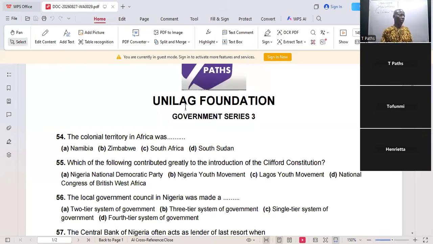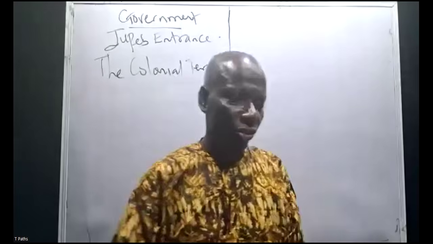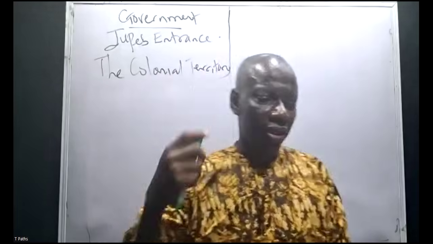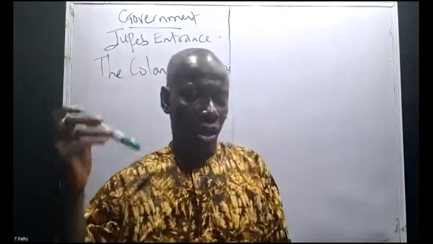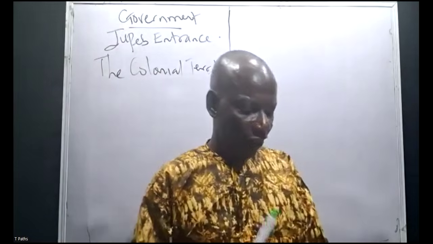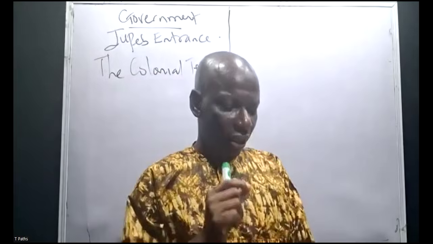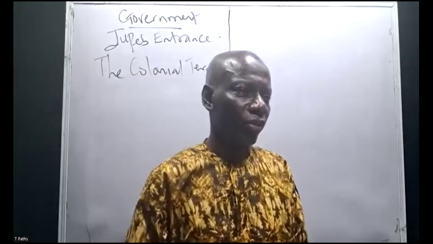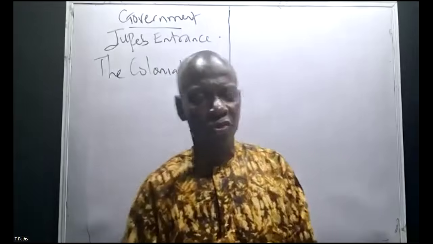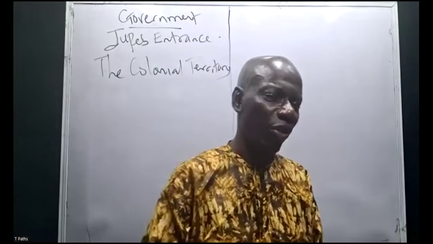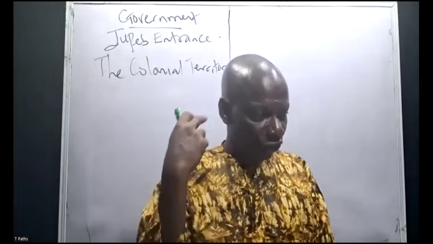We all know that when we talk about colonial territory, Britain acquired several countries in Africa: Nigeria, Ghana, Sierra Leone, Gambia, South Africa, South Sudan. Now, the place where those countries were partitioned, they call it the Berlin Conference in Germany of 1884, 1885, just to refresh your memory.